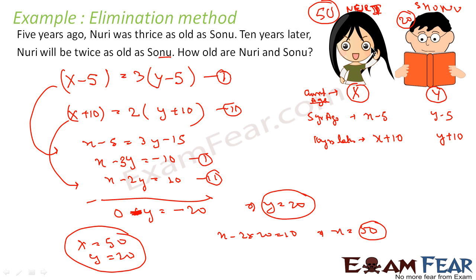Correct? Very simple. We have got these two equations and we have used the elimination method here. Since X had coefficient 1 in both cases, we need not multiply. Subtracted this, we got minus Y is equal to minus 20, that is Y is equal to 20. And we put this value of Y in equation number 2 and got X equal to 50.